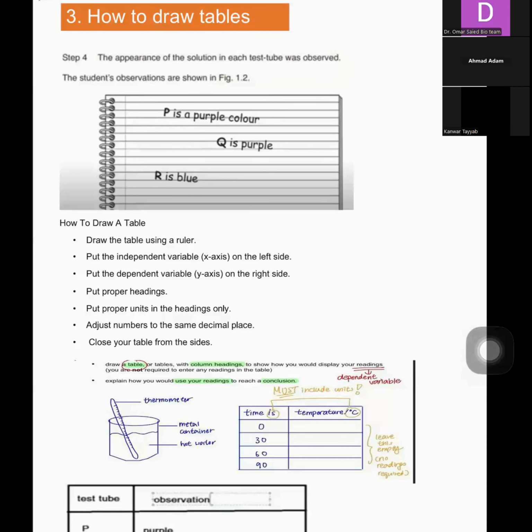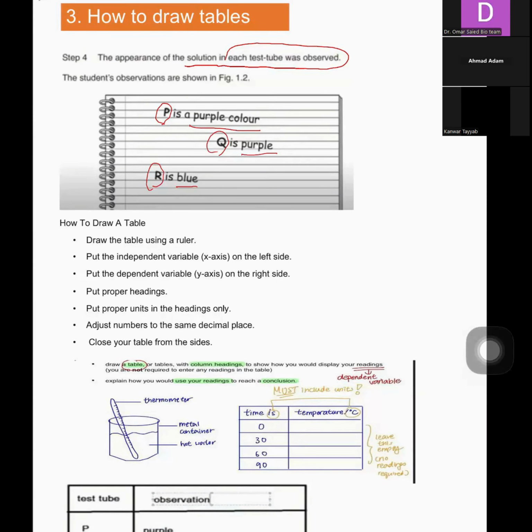Next, how to draw a table. After the first question, which is the experiment one, comes something called draw a table for the results which have been given. He gives you results and then asks you to draw a table. For example, he's telling you a student was doing an experiment and the solution was observed with different colors. For example, the first test tube was called P. It has purple color. The second test tube was called Q. It has also purple color.